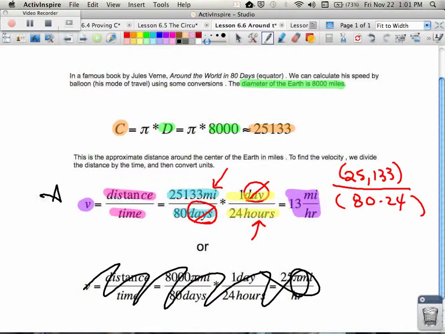So here, when I'm converting to velocity, just an interesting problem using what we know about the circumference of the Earth and the fact that he did it in 80 days, and then changing the days into hours. Just an interesting, fun problem to do.